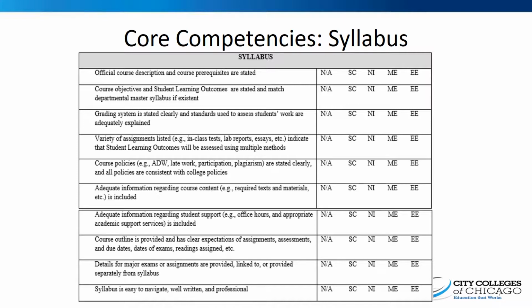Your course outline. Your course outline should display your dates, readings, homework, in-class activities, or any assessments that you may have during the class session. Those are things you definitely want to keep in mind as it relates to the educational quality of the syllabus. Lastly, the observer will review details for any major exams, portfolios, or assignments, and how easily the syllabus is able to be navigated, well written, and the professionalism.